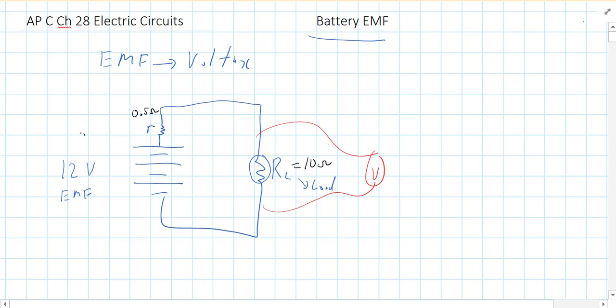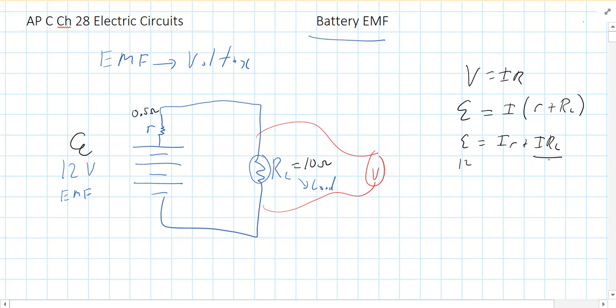The symbol for EMF is a fancy looking E like that. So knowing Ohm's law, V equals IR, the total voltage of your circuit is your EMF. That's going to equal our current times our total resistance of our circuit. Now we have a 0.5 ohm and a 10 ohm. I'm going to write that as little r plus R_L, and we can factor that out. So E equals I r plus I times R_L. So in our circuit, this is 12 volts, well, this will be less than 12 volts. So let's go ahead and figure out those numbers.